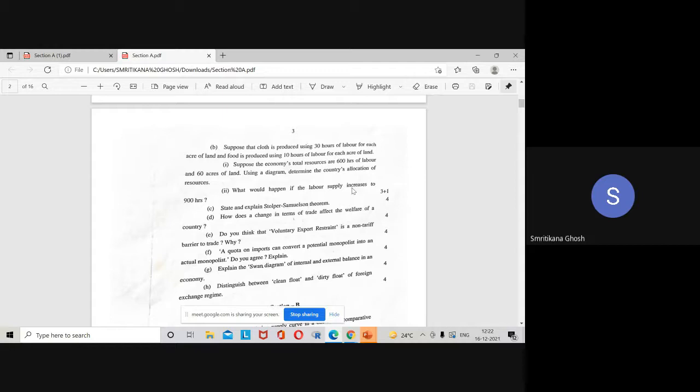Do you think that voluntary export restraint is a non-tariff barrier to trade? Yes. Why? So you have to explain. I explained it repeatedly in the class, so you can understand how to give the answer.